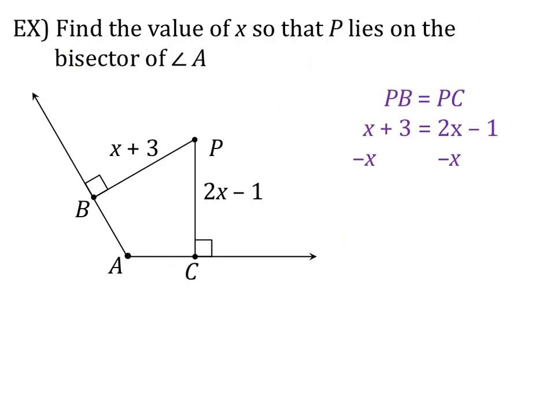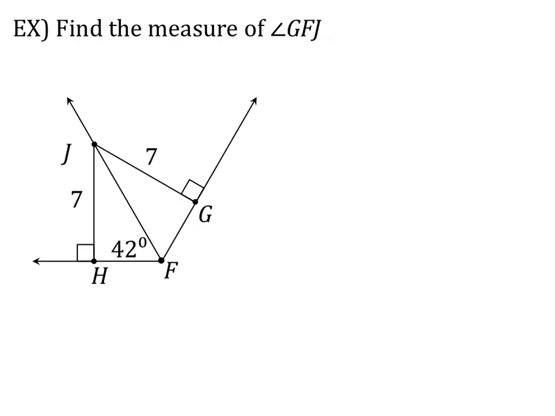I can subtract x from both sides, so I get 3 is equal to x minus 1. Add 1 to both sides. So we find that 4 is equal to x, or I can switch it around and say as my final answer that x is equal to 4. So if P lies on the angle bisector of angle A, then that would mean x has to be equal to 4. Let's try another example.